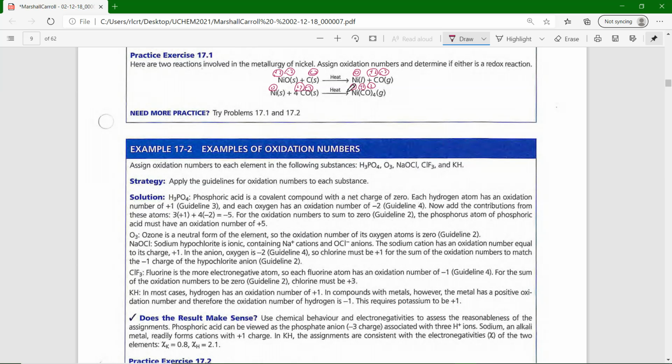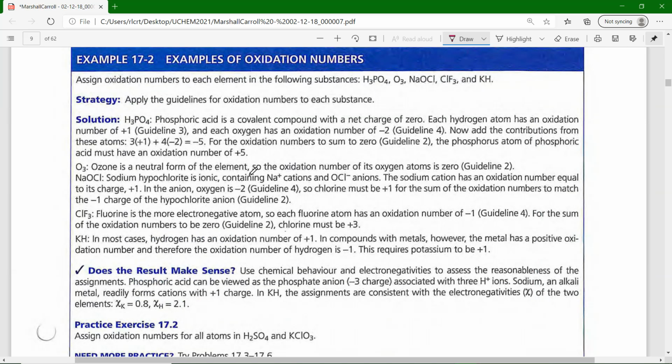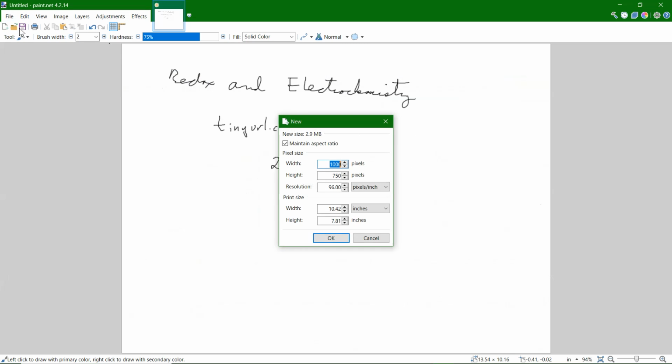Okay, I'll let you do. You know what? Let's do it together. Why not? Okay. H3PO4. Oh, okay. That's even better. I'll do this on another piece of paper so it doesn't get all squished in there. This is going to be page 833, example 17.2. Okay, file, new.